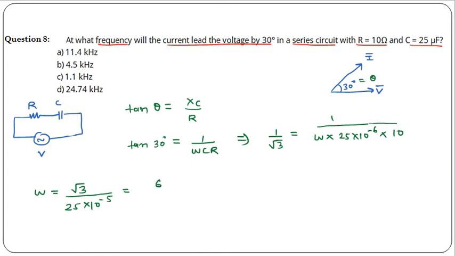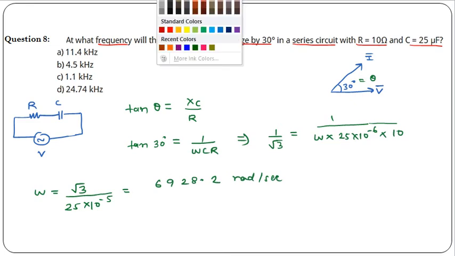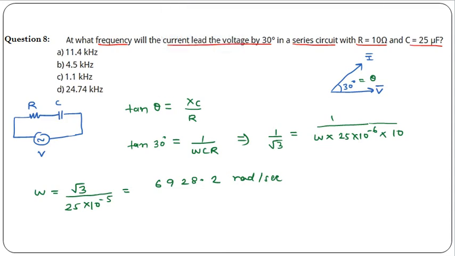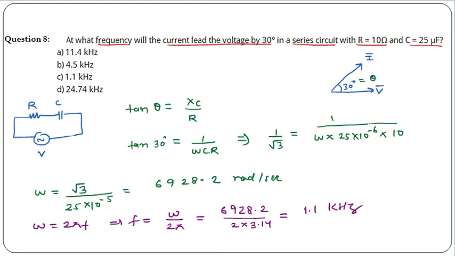So after simplification we are getting 6928.2 radian per second. Okay, so this is the angular frequency. Now we have to calculate the frequency in hertz. Okay, so we know that omega is equal to 2 pi f, so frequency is equal to omega by 2 pi. So this is 6928.2 divided by 2 into pi, and pi value is 3.14. So after simplification we are getting 1.1 kilohertz. So option C is correct.